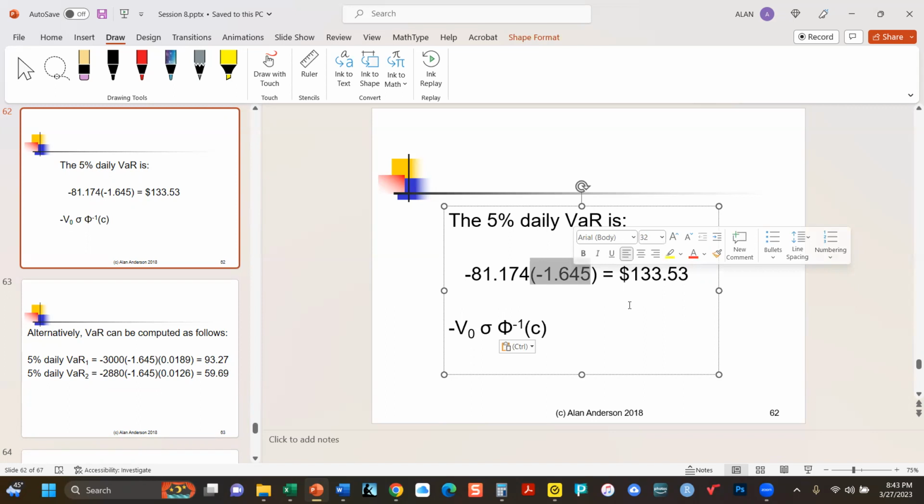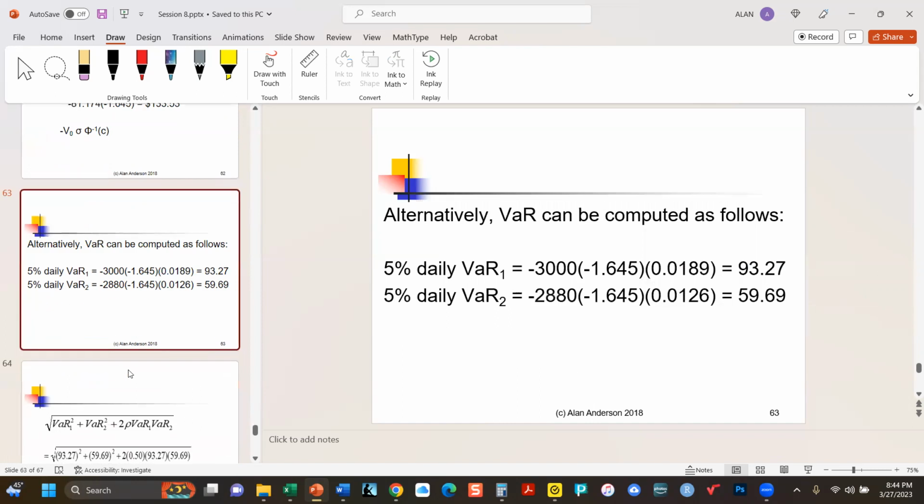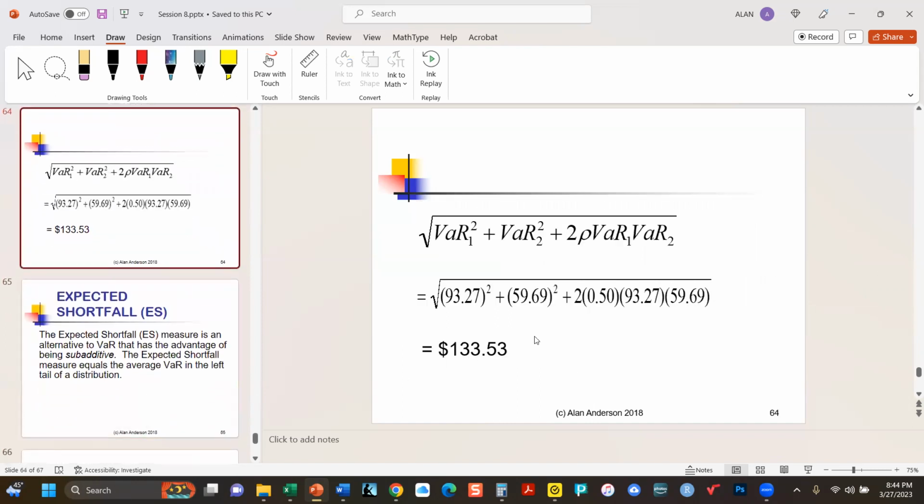But if you prefer, as we saw earlier, what you can do is calculate the individual VARs for, in this case, IBM and GE, and then plug them into that formula with the understanding that the correlation between them is 0.5. Okay, and it has to be the same.